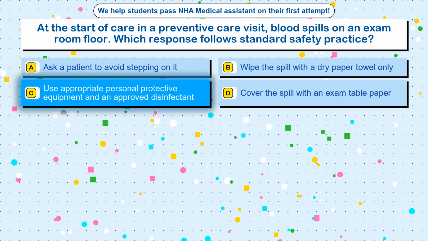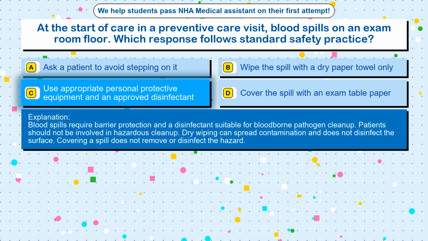The correct answer is option C. Use appropriate personal protective equipment and an approved disinfectant. Blood spills require barrier protection and a disinfectant suitable for bloodborne pathogen cleanup. Patients should not be involved in hazardous cleanup. Dry wiping can spread contamination and does not disinfect the surface. Covering a spill does not remove or disinfect the hazard.